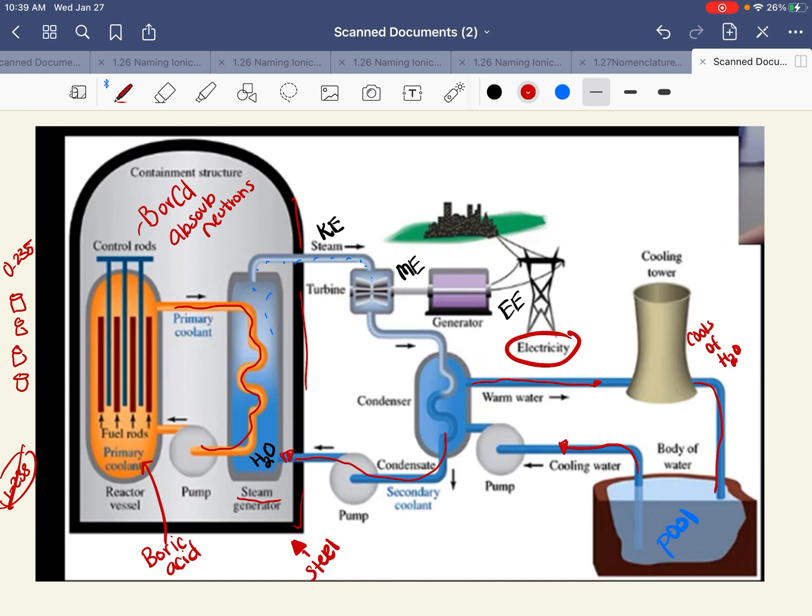This is just the system that they have in place because there's so much kinetic energy, there's so much heat being created, and that's how you're able to use nuclear energy as a source of energy. So I hope this helps a little bit more in understanding the process.